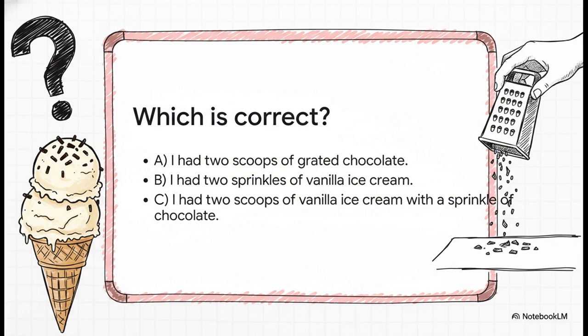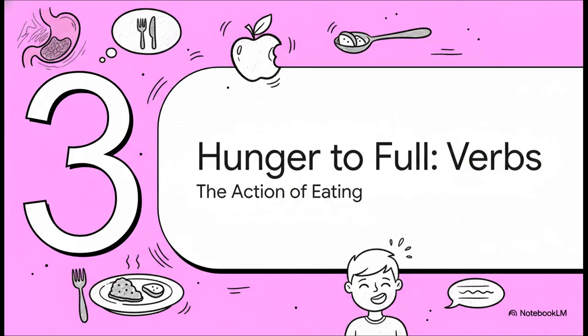So let's do a quick check. Take a look at these options. Which sentence is using the partitives correctly? I'll give you a second. Got it? If you chose C, you are spot on. 2 scoops of ice cream and a sprinkle of chocolate. Perfect. All right, let's move on to our final set of vocabulary, the verbs and phrases.